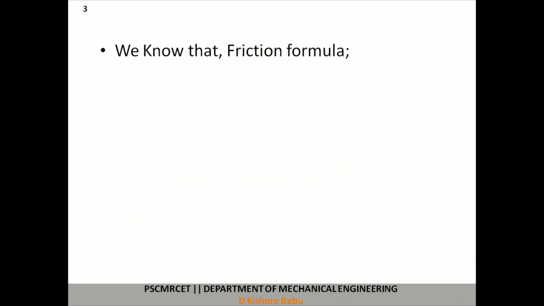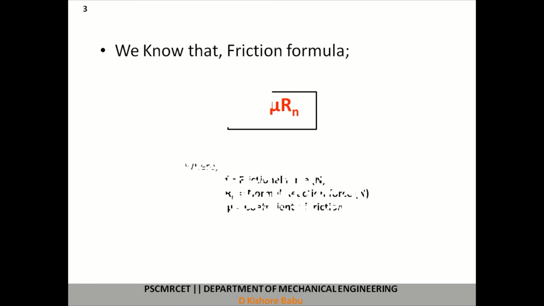We know the friction formula. What is the friction formula? Small f is equal to mu into Rn, where small f is the frictional force, Rn is the normal reaction force, and mu is the coefficient of friction of the material. The magnitude of the friction depends upon this coefficient of friction of the material. When the coefficient of friction increases, the magnitude of the frictional force also increases.